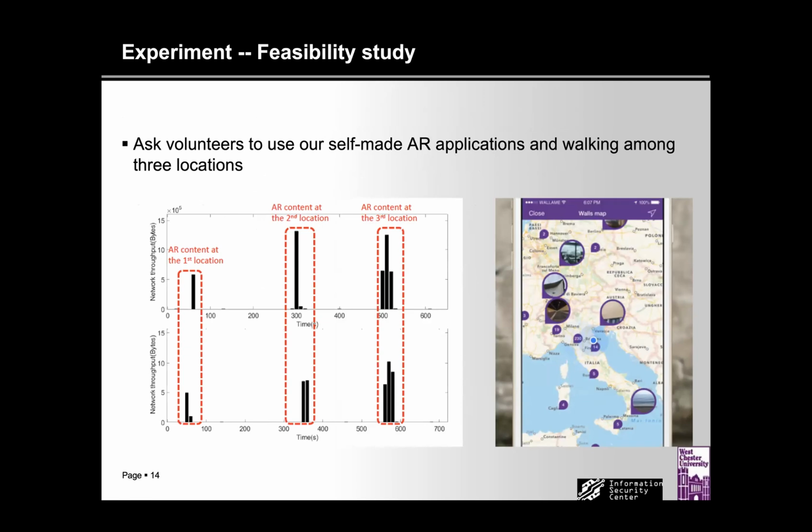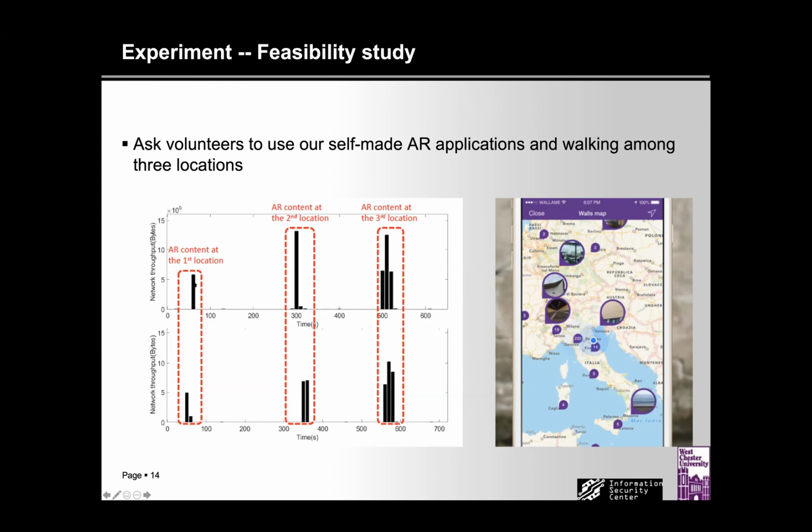Therefore, we hired some volunteers to use our self-made AR applications and walk among 3 locations on campus. You can see that this is our initial experiment and the result. First we play some AR content on 3 locations, and then we ask the volunteers to use their AR devices, their smartphones, and walk through, and we open this AR application. You can see that after the users approach the first location, the download is triggered, and here is the network throughput.